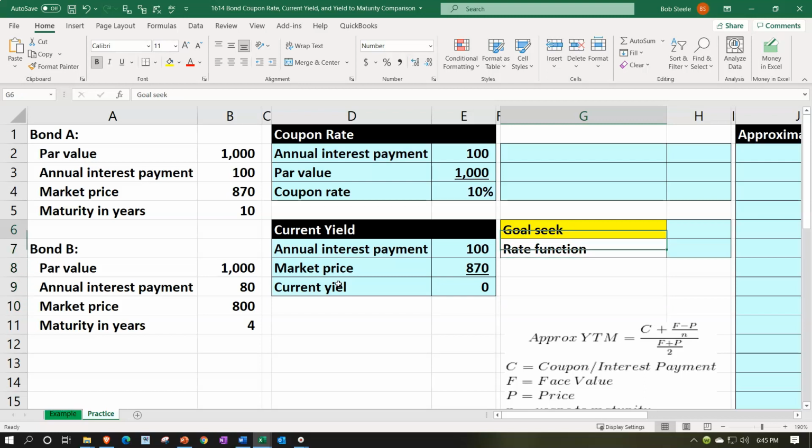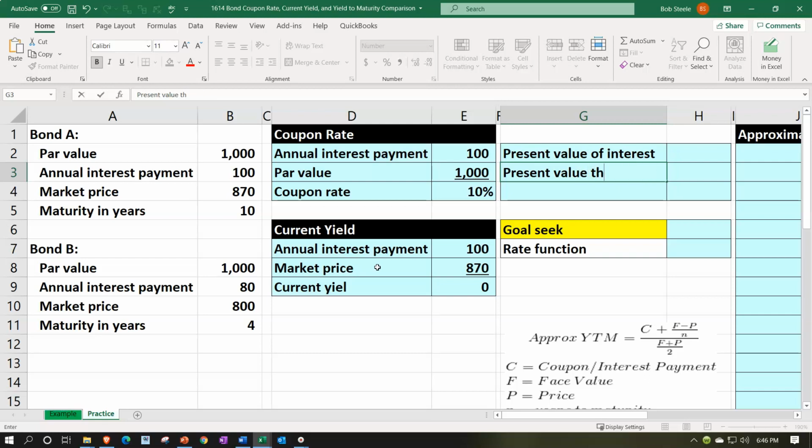First, let's do it by imagining we're calculating the market price, because I think that's the most intuitive way to do this. Even if you do it in some other way, I would still double check it by re-entering it and calculating the market price. That would be done by taking the present value of the interest, which is an annuity calculation, and the present value of the par value, which would be at maturity. That's going to be a present value of 1.